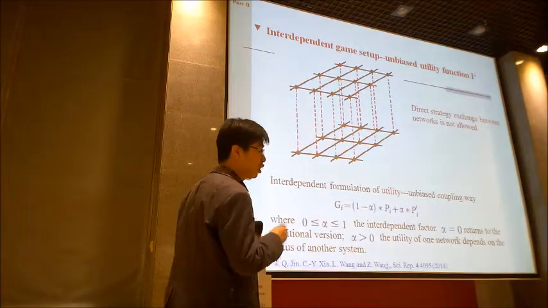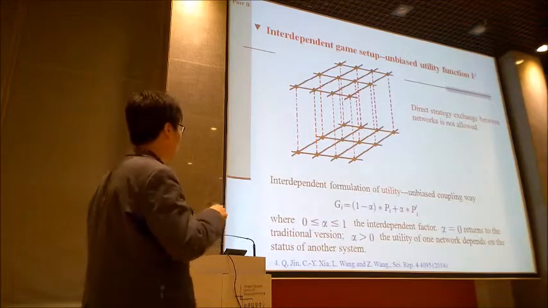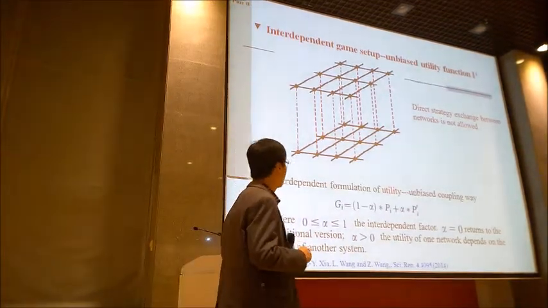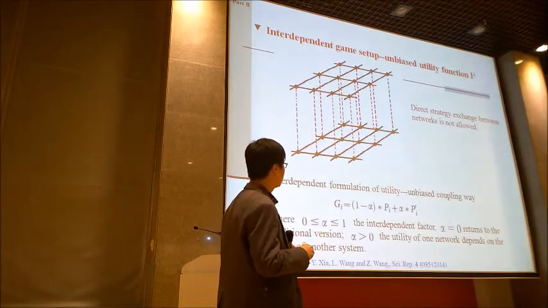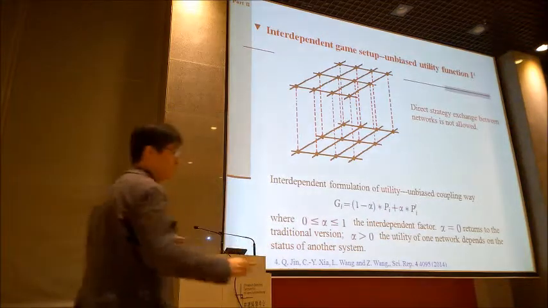The system is composed of two different networks, and between these networks there are internetwork links, denoted by the red dashed line. Along this red dashed line, direct strategy exchange between the networks is not allowed.